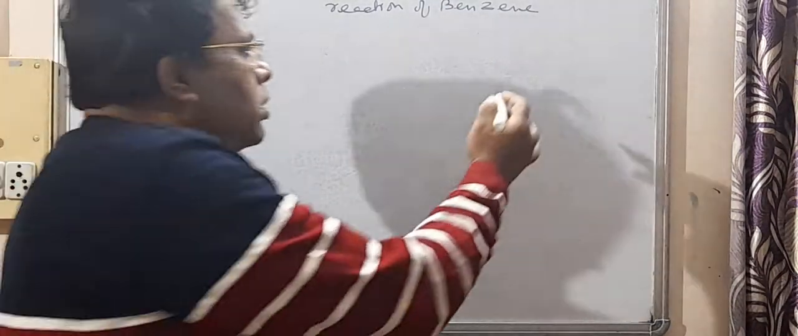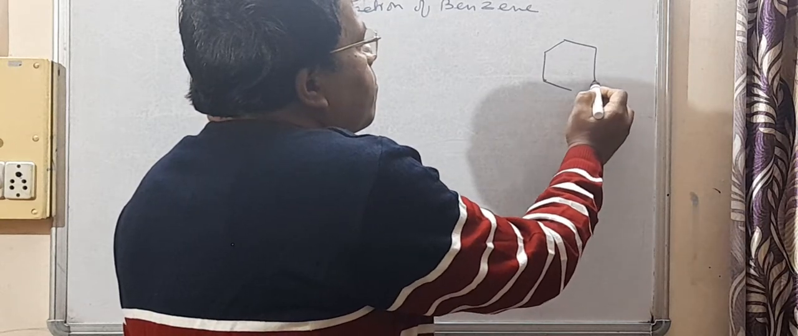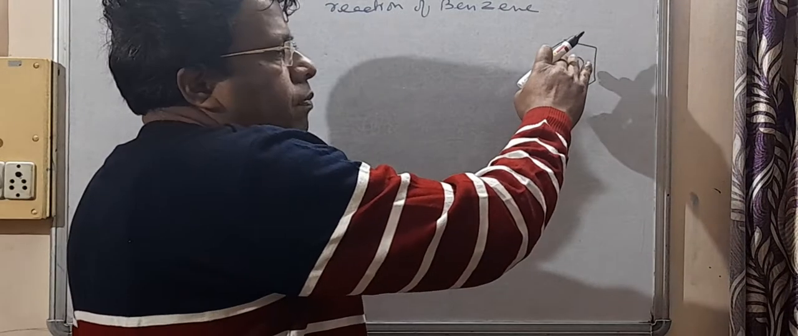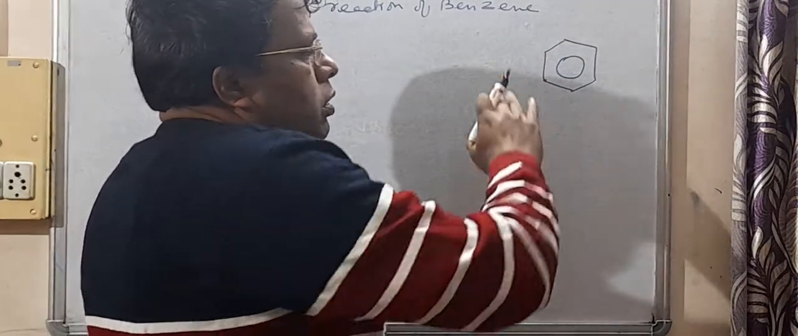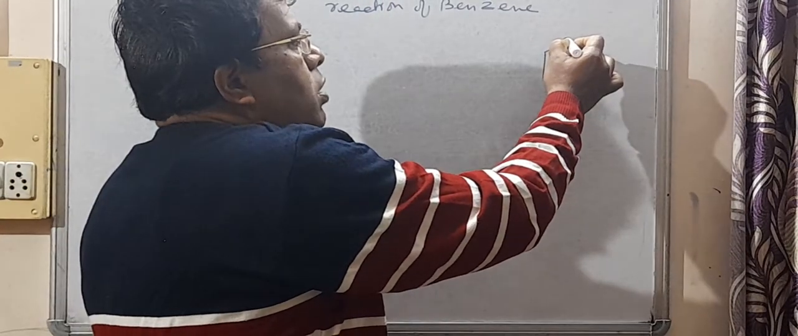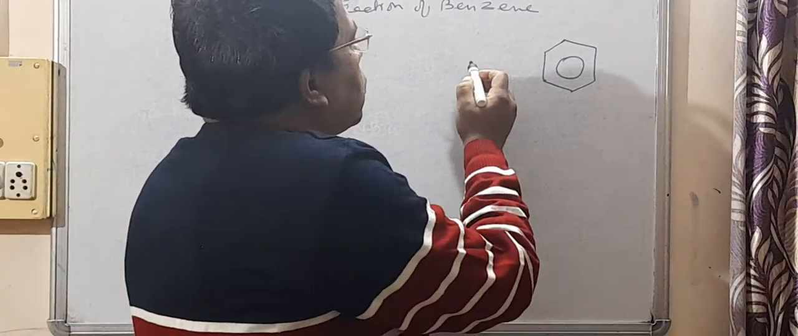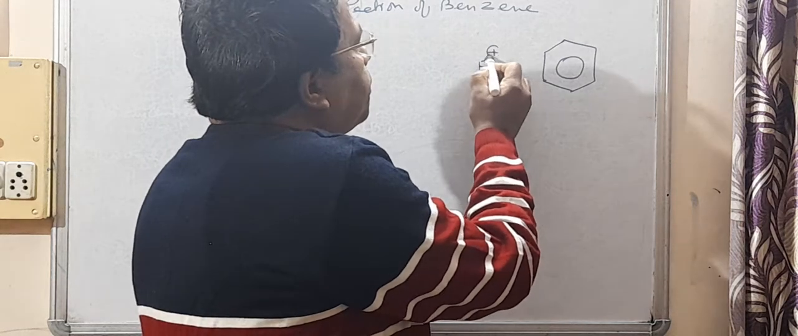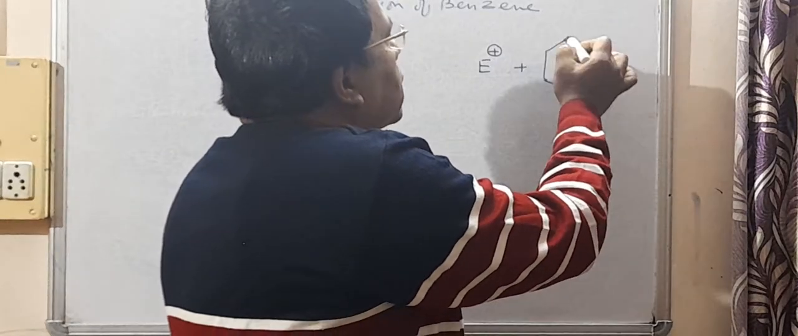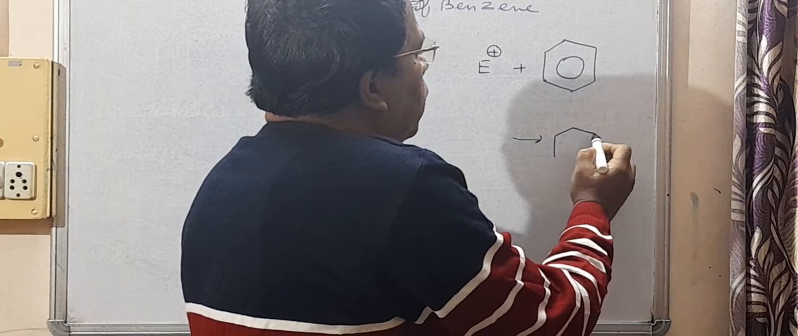We know that benzene has a pi electron cloud above and below, and since it is a pi electron cloud, it is rich in electrons. Benzene is rich in electrons. That is the reason why an electrophile, which is poor in electrons, can easily attack here, and we will get the product.